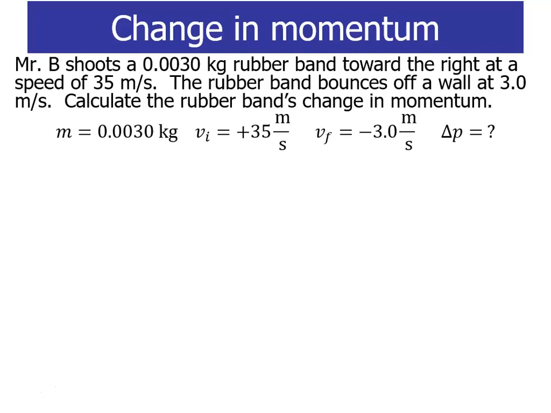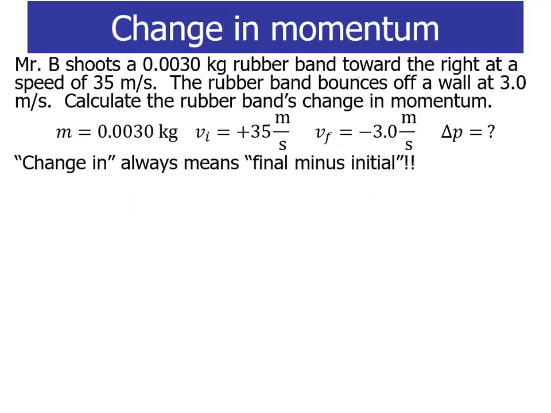Well, here we have our givens. There's our mass. We have our initial velocity. We have our final velocity. Notice that since it was initially going toward the right, we have a plus sign there. It ended going to the left with a minus sign, because left is negative, right is positive. Delta P is what we're trying to find, the change in momentum.